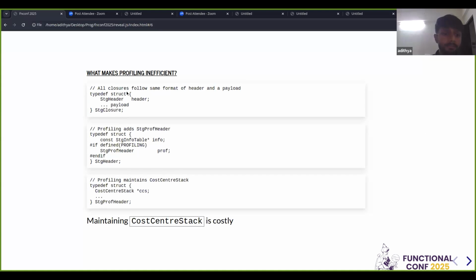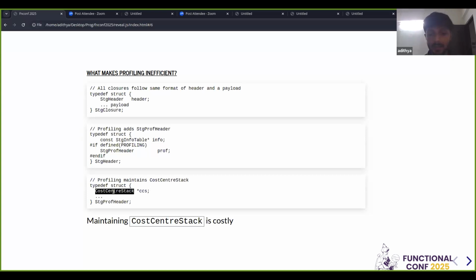Every closure follows the same format, right? It has a header and it has some payload. That's how every closure in Haskell looks. In the header of every closure, we have the info table, which we can ignore now. The important thing is when the profiling mode is enabled, we have yet another header called the STG prof header, which has all the profiling information. In the STG prof header, we have the cost center stack. And along with that, we have some other things.